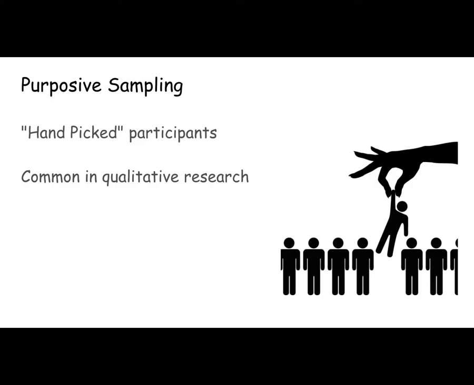In this video, I'm going to discuss two sampling methods that are most common in qualitative research. The first is called purposive sampling. And here you're hand-picking participants to be in your study.